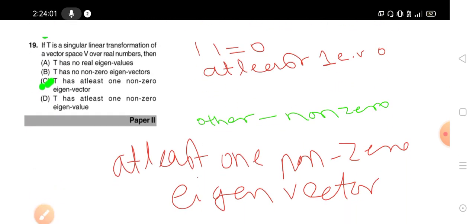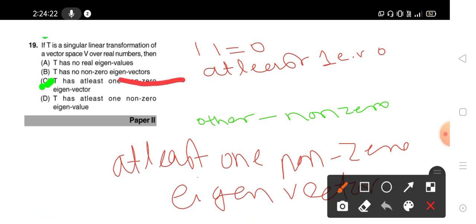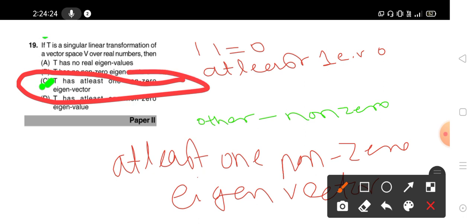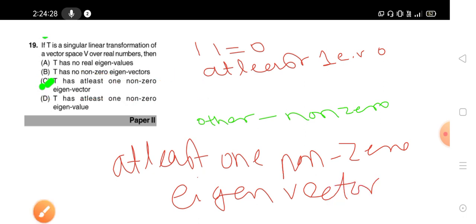If T is a singular linear transformation of a vector space V over real numbers, then singular linear transformation means determinant is equal to 0. Then at least one of the eigenvalues is 0. Others are non-zero. Therefore, at least one non-zero eigenvector exists. Therefore, option C is correct.